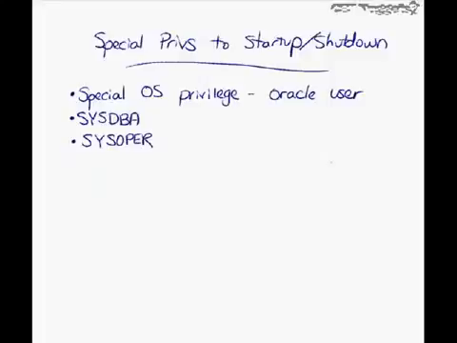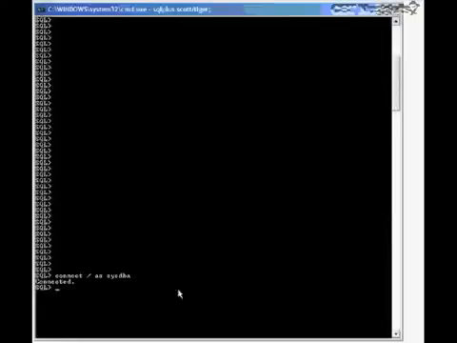Now I just connected / as sysdba, which means I'm not using a database username and password. Instead, I'm using operating system authentication. I'm able to do this because I'm logged in on my operating system as a user that belongs to the Oracle DBA group. We will cover this again in our security nugget.